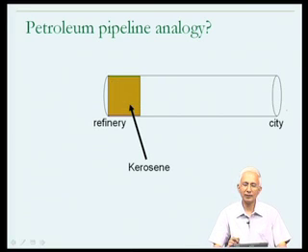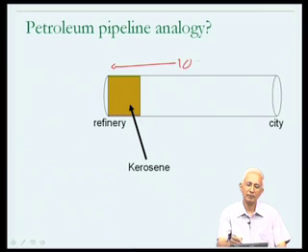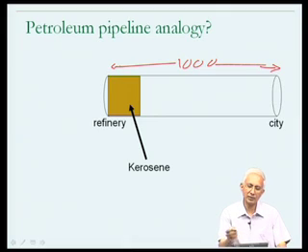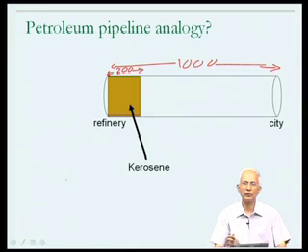So let's suppose that this is a 1,000-kilometer pipeline, and currently we are using it to transfer some volume of kerosene. Let's suppose that it's about 200 kilometers within the pipeline. We are using it to transport some volume of kerosene from the refinery to the city. So that's what the pipeline is currently being used for.